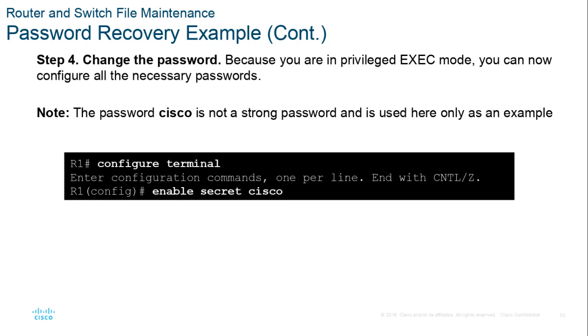Now change the password. We're at the privileged exec mode. We're going to go to enable secret class, or whatever password we're using, following the password guidelines of that particular company. Cisco was not a good password. Class is not a strong password. Everybody that's taken the academy, all 10 million of you that have taken the academy, knows those passwords. So use a password that's a little bit better than that.